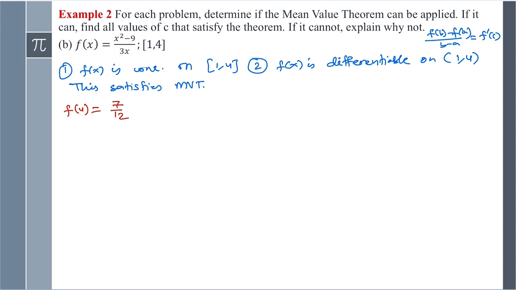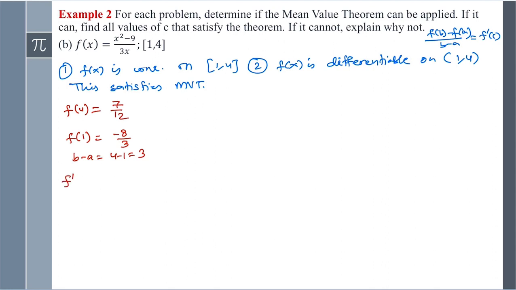Similarly, you can find f of 1. When you plug in 1, you get 1 squared minus 9 over 3 times 1, which is negative 8 over 3. So that is f of b and f of a. b minus a is 4 minus 1, which is 3. Now let's go ahead and find the derivative of this function.